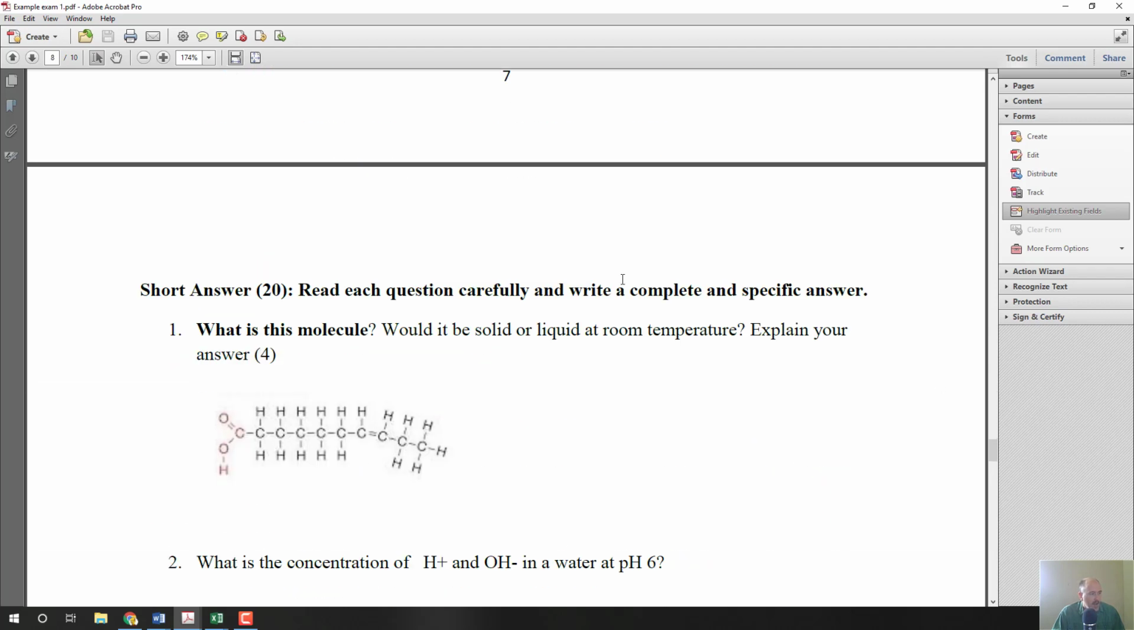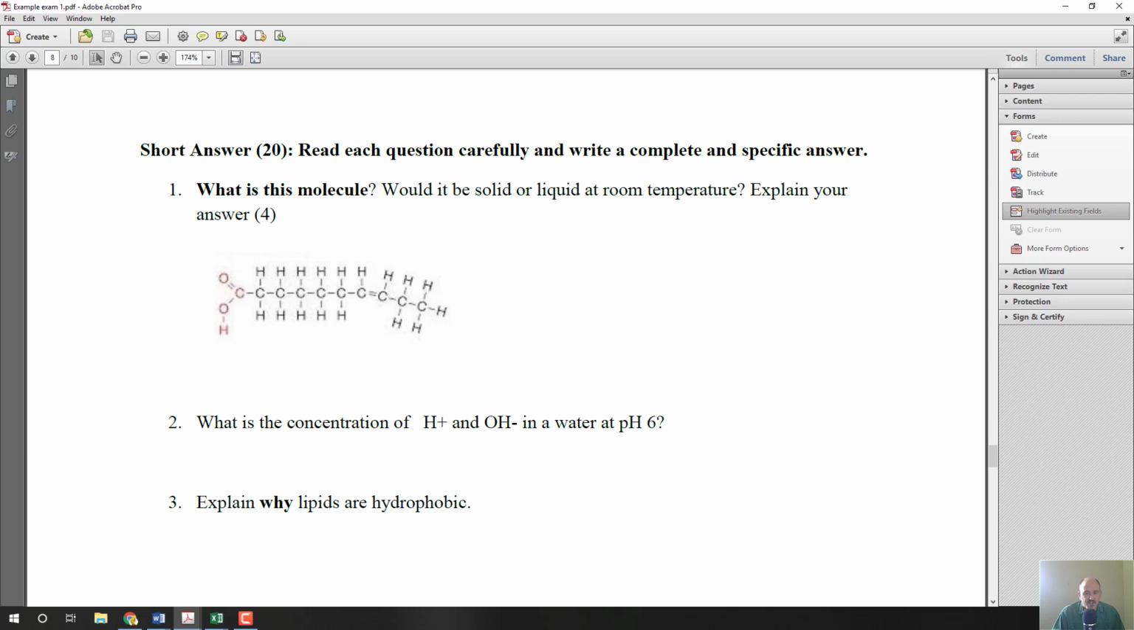Okay. Then there are a series of questions. What is this molecule? Number 1. Remember, our test won't have a short answer like this because it's online, but what is this? This is an unsaturated fatty acid. It has a kink in the tail. It's not holding all the hydrogens it could, so it's unsaturated. Therefore, it would be liquid at room temperature.